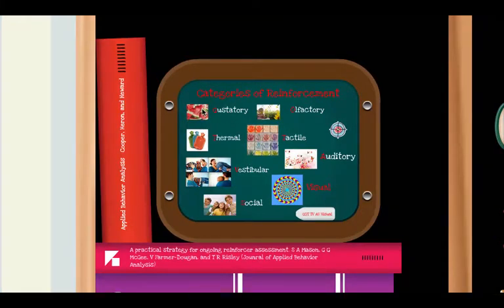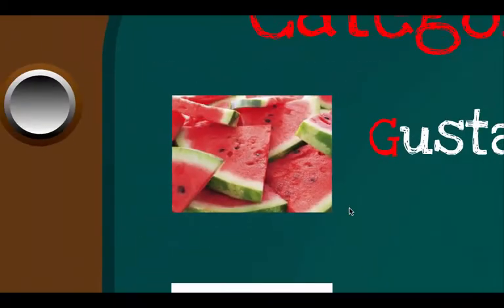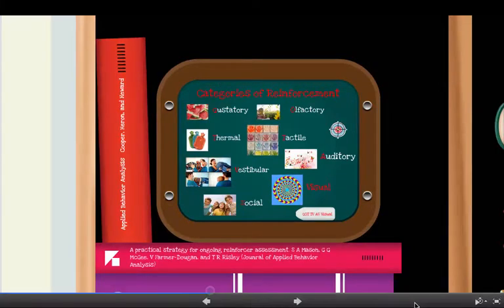So regarding the categories, the first category that certainly affects behavior and can strengthen behavior is what's referred to as gustatory reinforcers. That is, those things that we can eat, those things that we can drink, and those things can be very strong and powerful in terms of reinforcers.